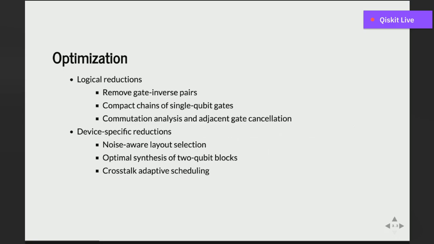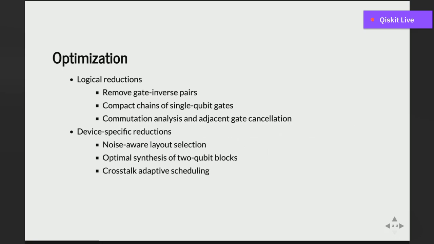For optimization, there's a natural way of dividing the reductions that we'd like to make into logical reductions, ones which only deal with the abstract or device agnostic view of the circuit. So these are things like removing gate inverse pairs, right? So if I have a gate and then it's immediately followed by its inverse, that's effectively a no-op. I can take that directly out. And likewise, I can take, for example, strings of single qubit gates, and I can compact those down to, in many cases, a smaller number of single qubit gates.